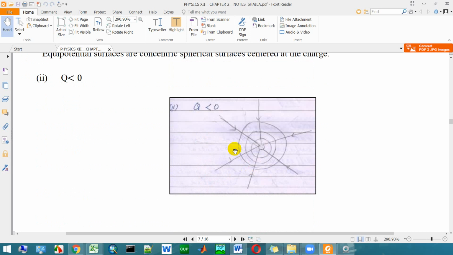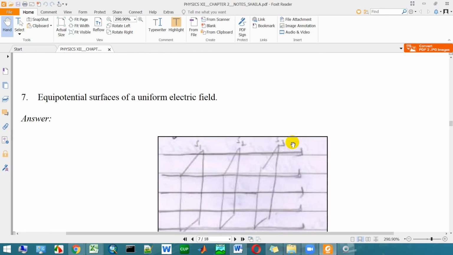Similarly for q less than 0. Q less than 0 means the source charge is negative. So the direction of the electric field is radially inwards, towards the center. But the equipotential surfaces are similar. The only difference is that for q greater than 0, the field was pointed radially outwards, and here for q less than 0, the direction of the electric field is radially inwards. So this is q less than 0.